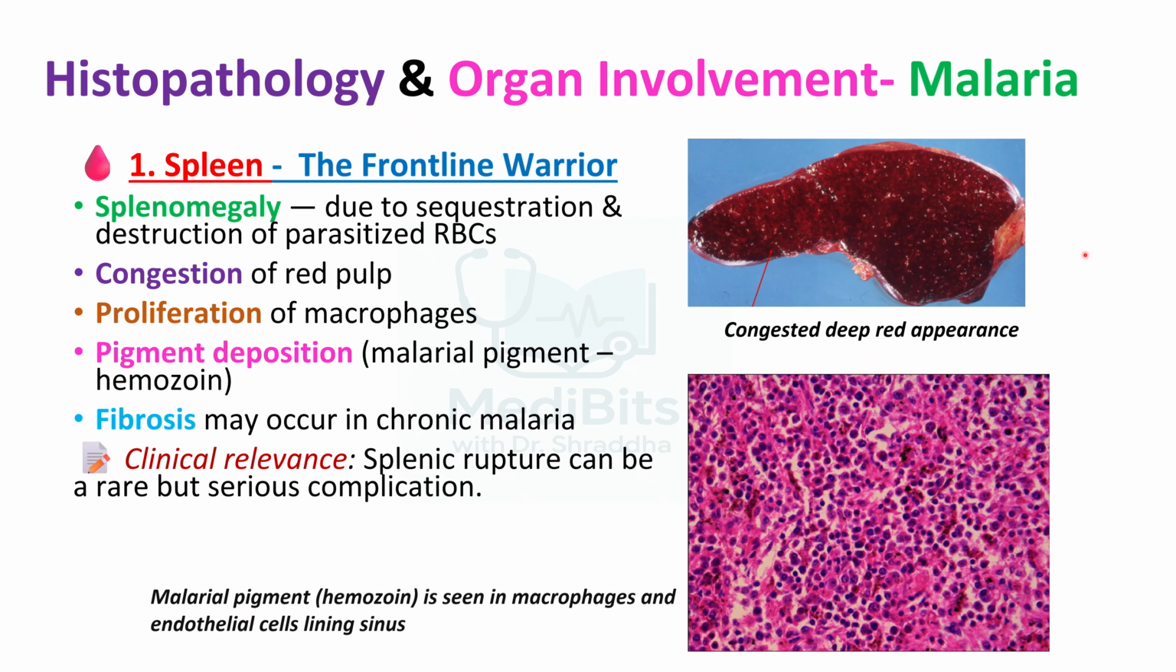The red pulp is congested, packed with parasitized RBCs. Macrophages proliferate like crazy to clean up the mess. You will also see malarial pigment called hemozoin, like the parasite's trash left behind. In chronic malaria, the spleen can get fibrotic, becoming firm and heavy.